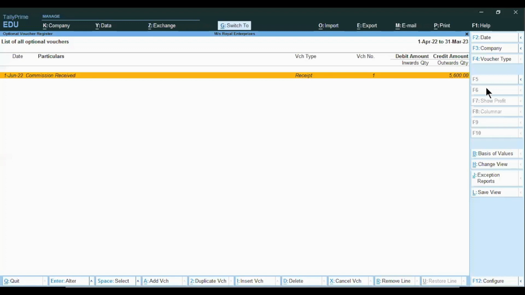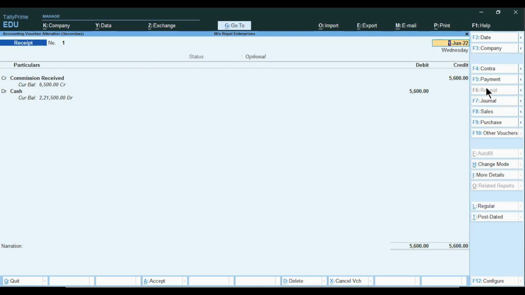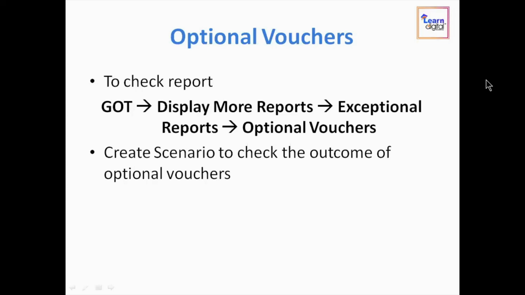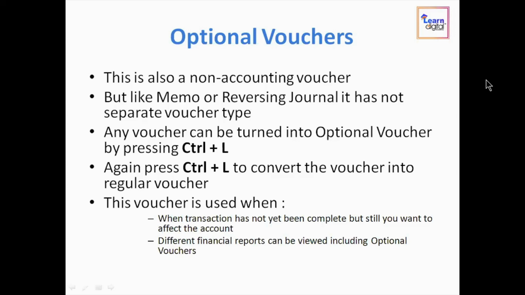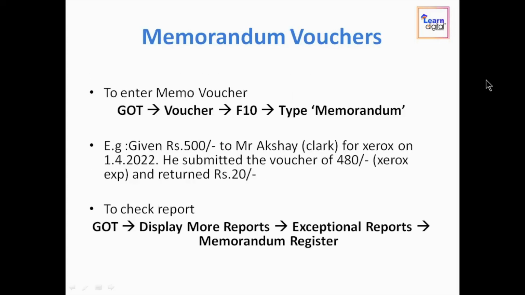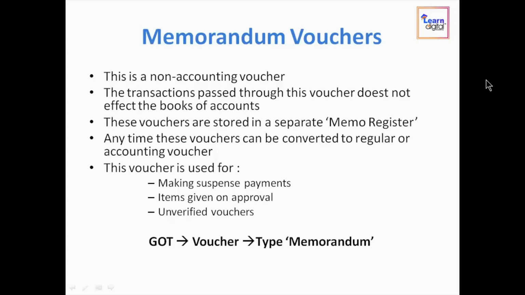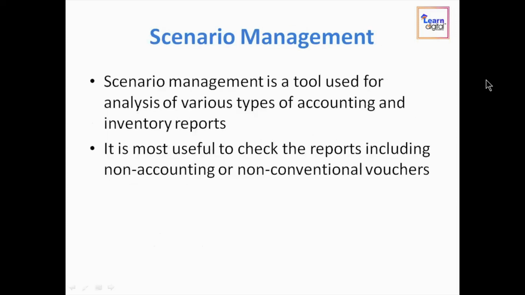Press Ctrl A. Now just one optional voucher is available. Again convert it into a regular one. How to convert it? Ctrl L and press Ctrl A for saving the voucher. So these are the different types of non-accounting vouchers. You can create a scenario to check the outcome of optional vouchers also. These do not affect the books of accounts, and to check how they get affected, we have to create scenarios, different scenarios to check the effects of memorandum, reversing journal, and optional vouchers.